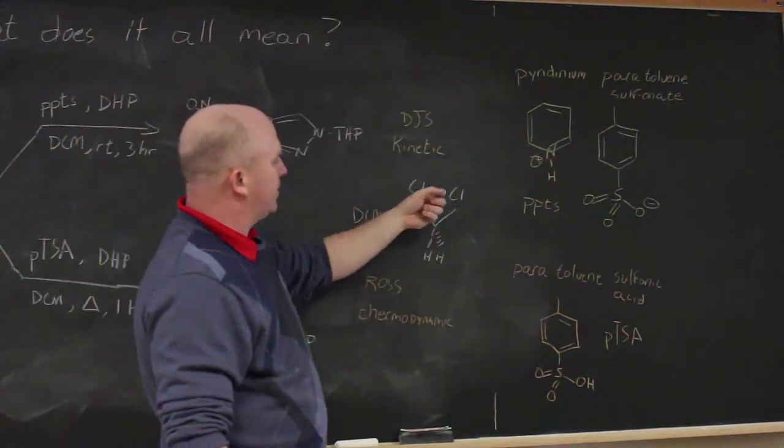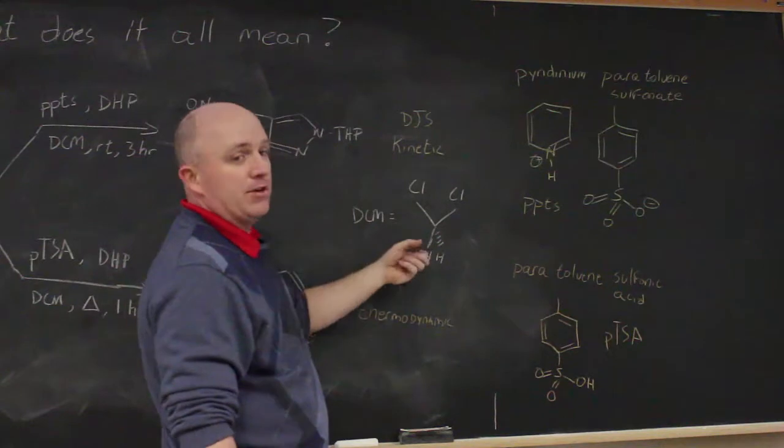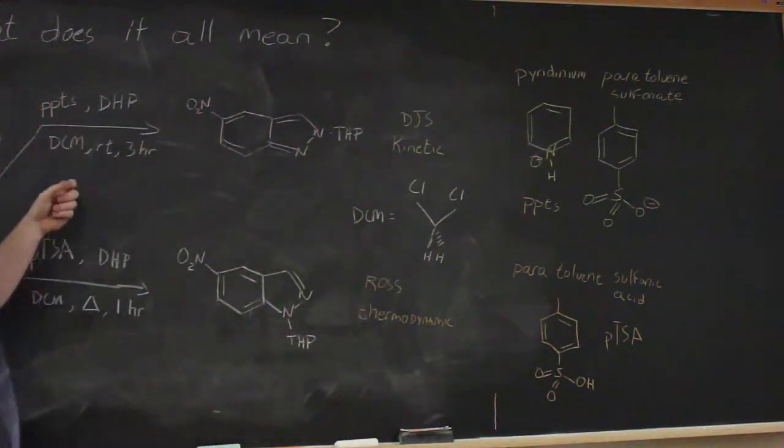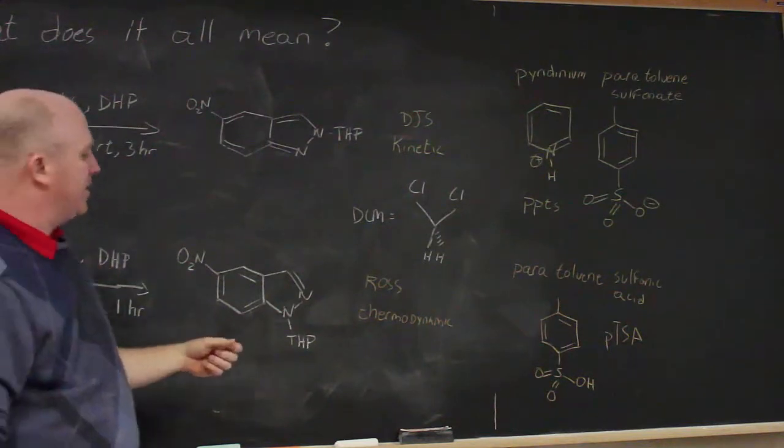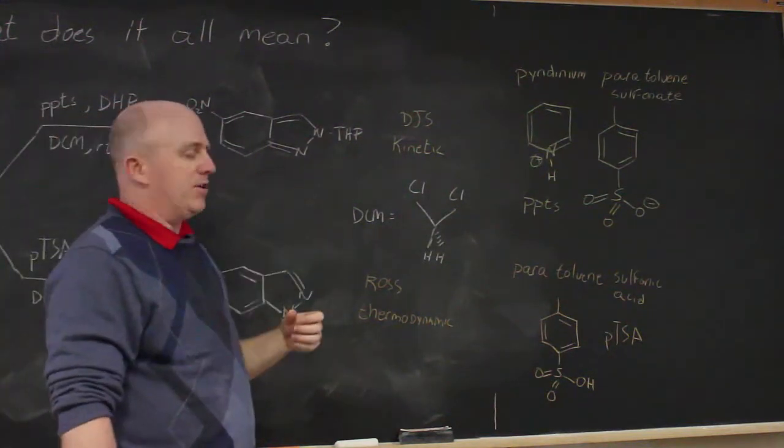Dichloromethane, of course, is 2 chlorines in a methane, otherwise known as methylene chloride. You should know that from lab. So dichloromethane is the solvent in both cases. And again, I don't care that you know DHP and THP, so I won't even bother to show you the structure.